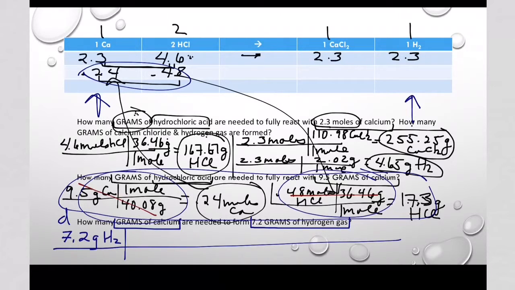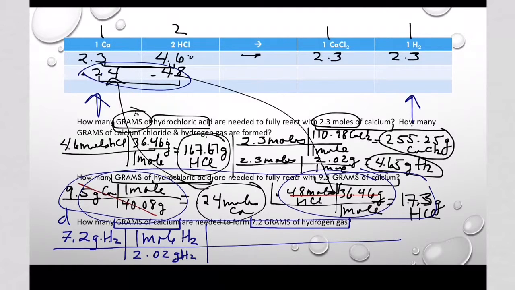Now, our first step whenever we do these is to get to moles. We can only do our comparison in moles. So to get to moles, we're going to divide by the molar mass of hydrogen, which is 2.02, so it goes on the bottom. 1 mole of hydrogen goes on top. Notice my grams of hydrogen gas and grams of hydrogen gas cancel, and we're left with moles.